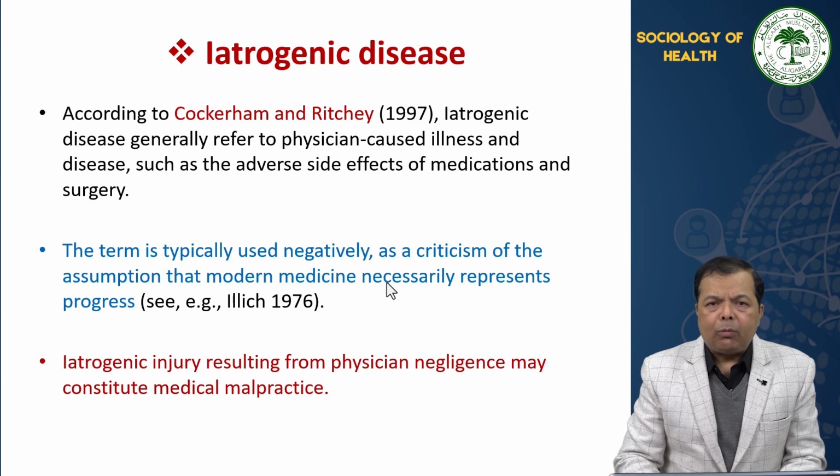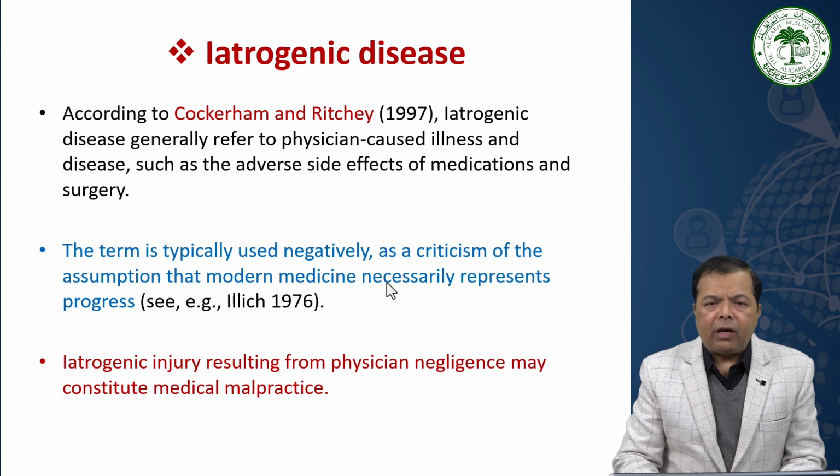Before we talk about Illich's contribution on iatrogenesis, let us talk about two important terms. One is iatrogenic disease. This term appears in the dictionary also, and I have taken the meaning of this term, iatrogenic disease, from a dictionary. According to Cockerham and Ritchie, iatrogenic disease generally refers to physician-caused illness and disease, such as the adverse side effects of medications and surgery. That means the term iatrogenic disease itself suggests physician-caused illness, side effects and disease.